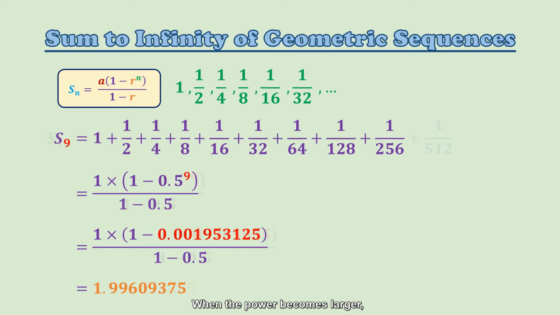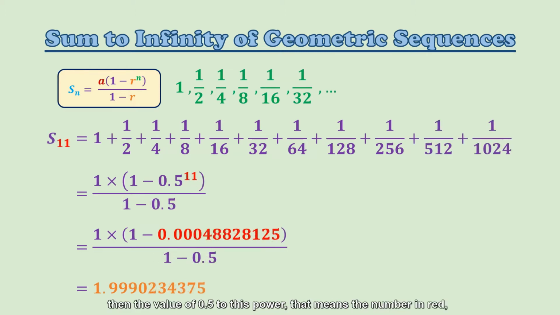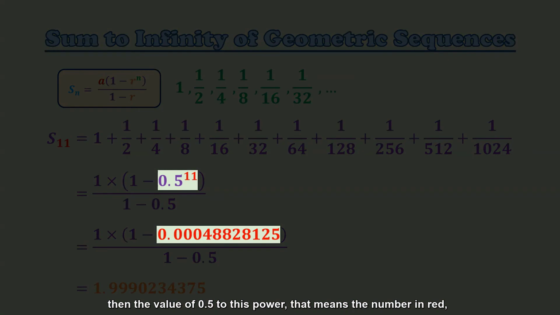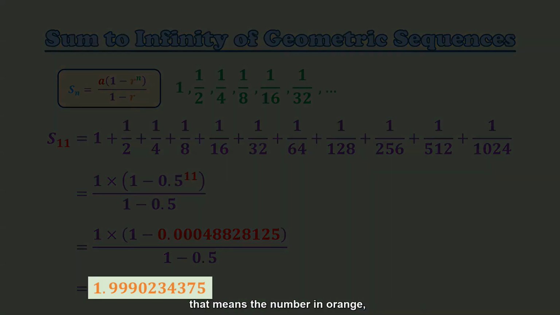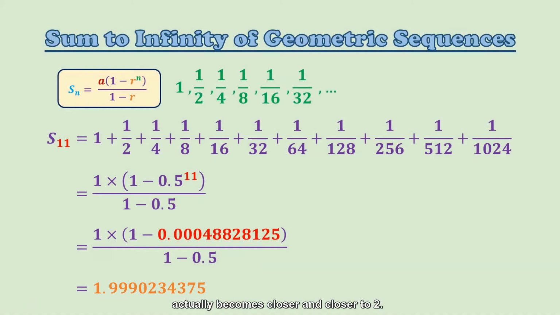We can actually observe that when we add more and more terms, the power will become larger and larger. When the power becomes larger, then the value of 0.5 to this power, that means the number in red, actually becomes smaller and smaller. On the other hand, we can see that the result of this summation, that means the number in orange, actually becomes closer and closer to 2.